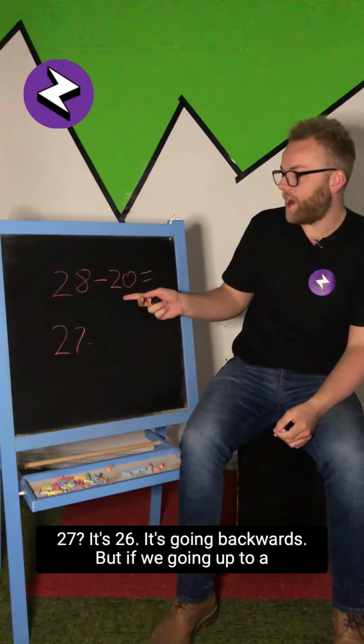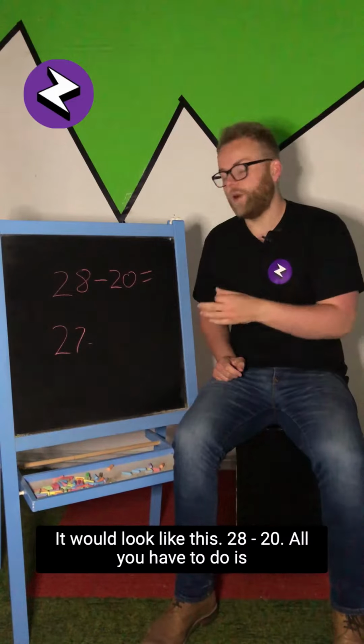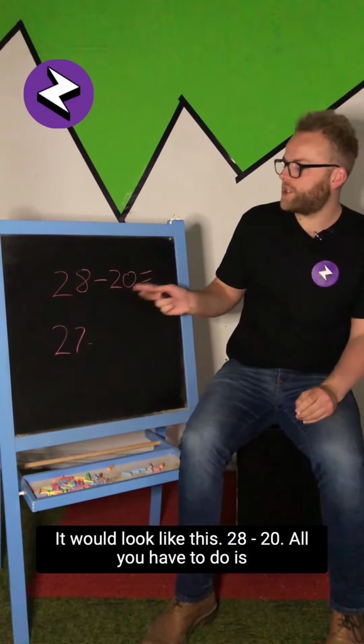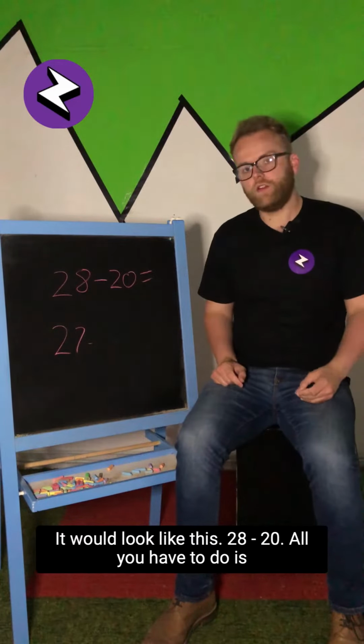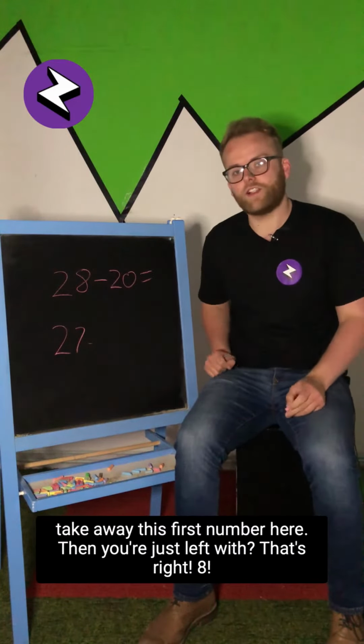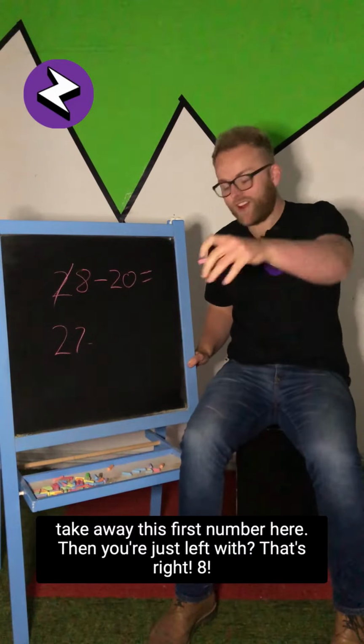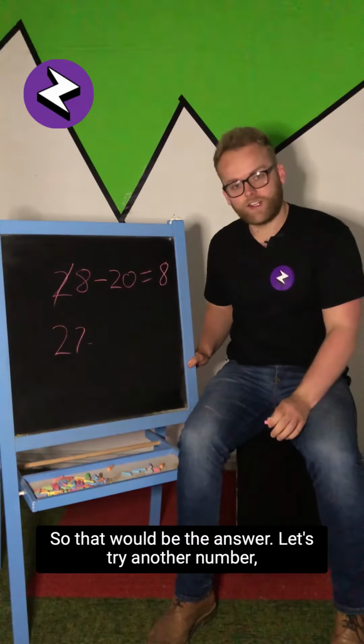But if we're going up to a number like 20, it would look like this. So, 28, take away 20. All you have to do is take away this first number here. So you're just left with, that's right, 8. So that would be the answer, okay?